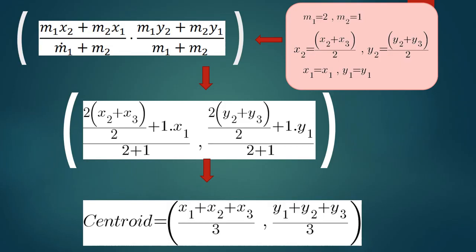Simplifying, we get the coordinates of the centroid as ((x1 plus x2 plus x3) by 3, (y1 plus y2 plus y3) by 3). So when we know all three coordinates of a triangle, we can find the coordinates of the centroid.